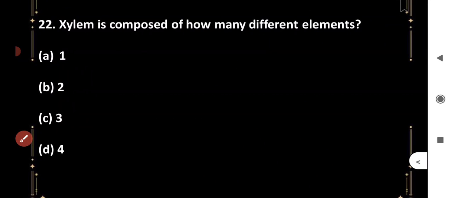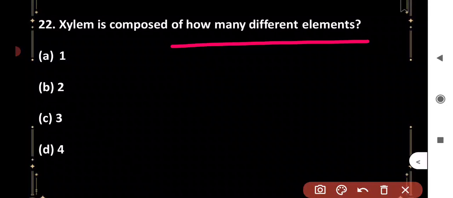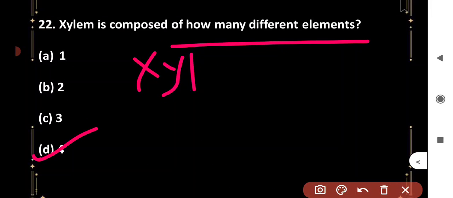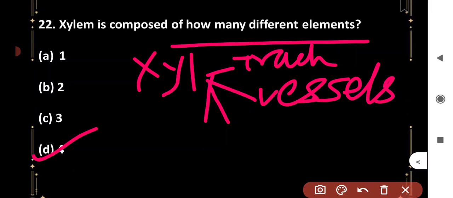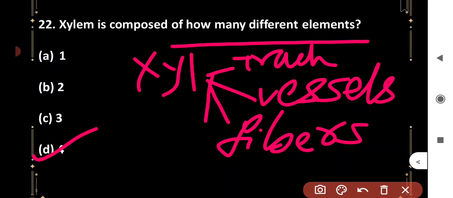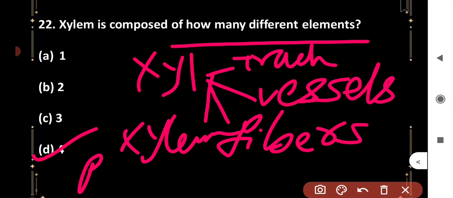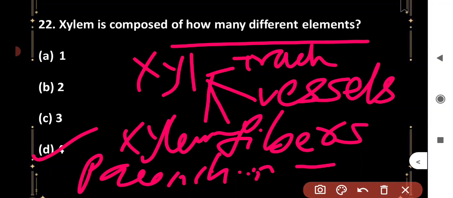Next, xylem is composed of how many different elements? Xylem is composed of 4 different elements: tracheids, vessels, fibers, and xylem parenchyma. Tracheids and vessels are the tracheary elements, but still we can take it like that according to NCERT. So these are all correct.